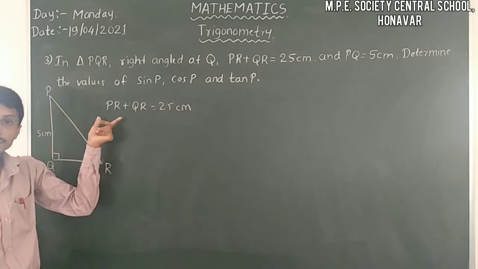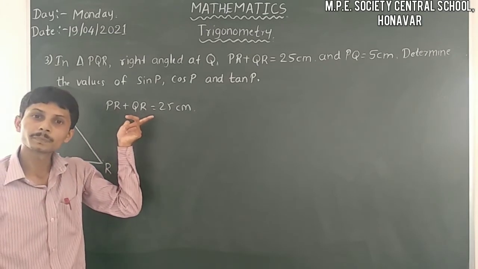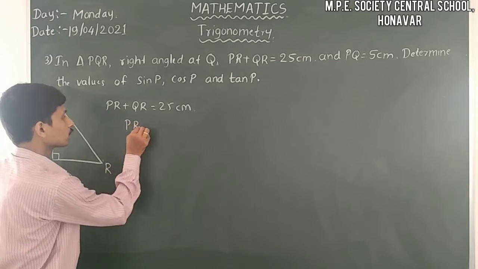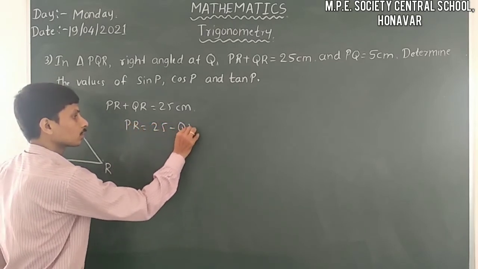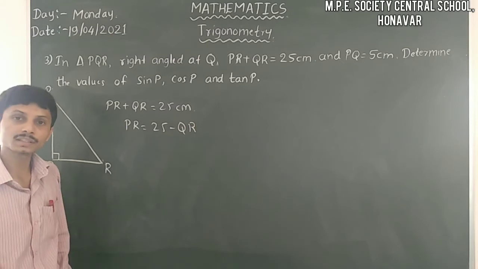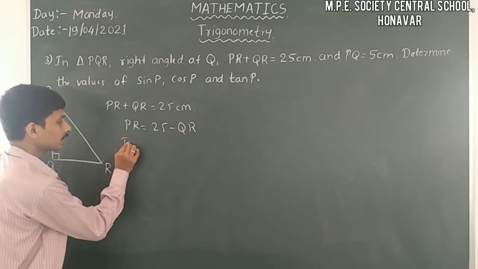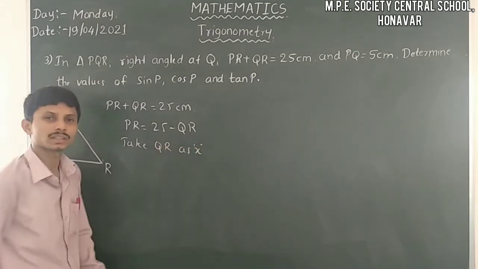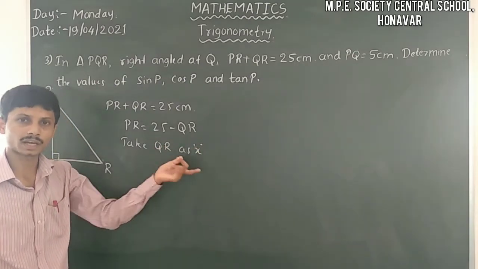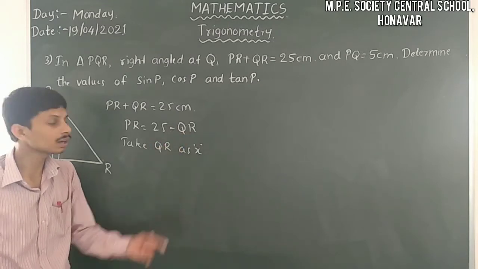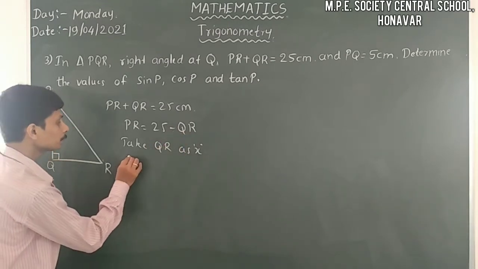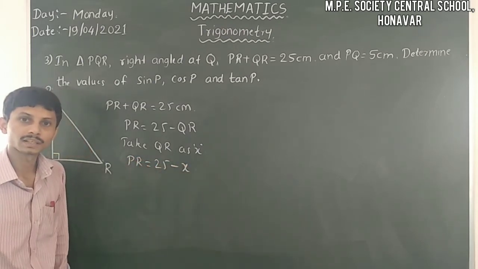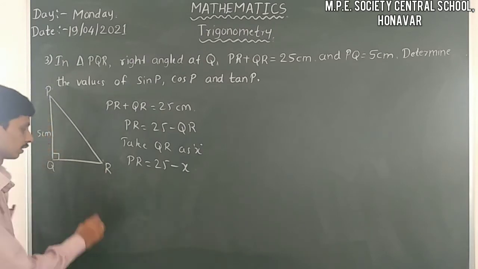Here PR is the hypotenuse, so try to express the hypotenuse in terms of the other side, that is PR is equal to 25 minus QR. Here I am taking QR as x, because it is very easy to find the answer instead of writing QR again and again. So PR is equal to 25 minus x. Then apply the Pythagoras theorem.